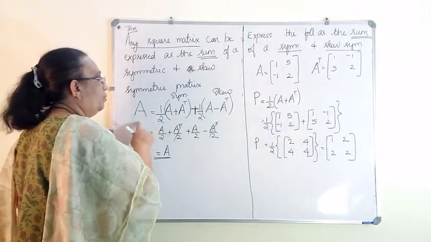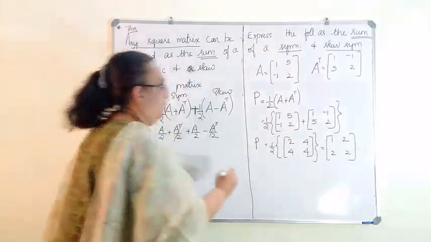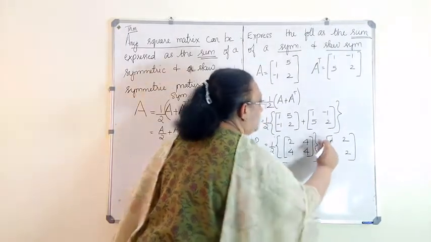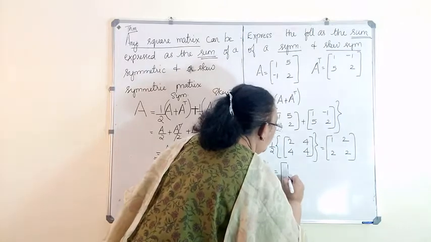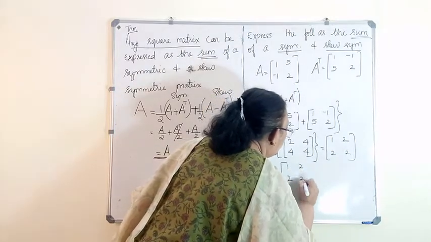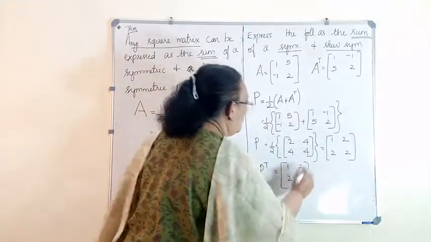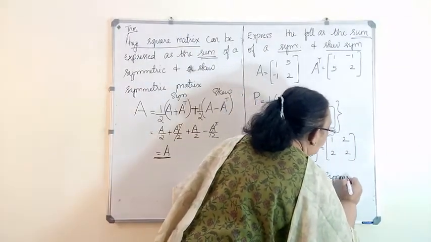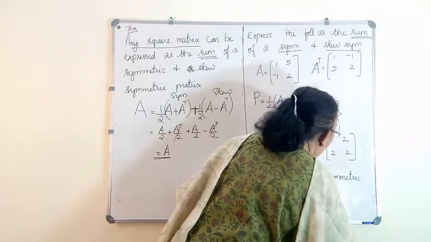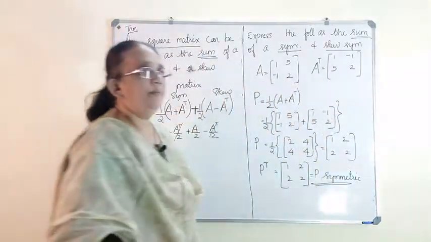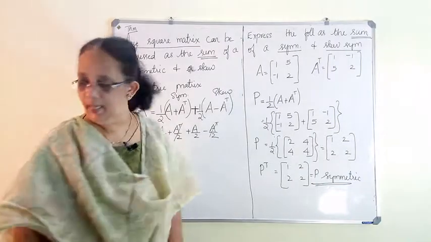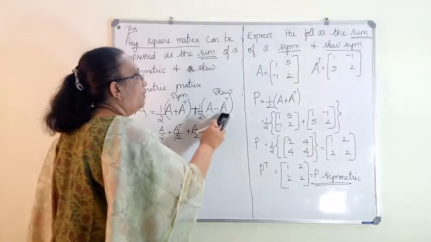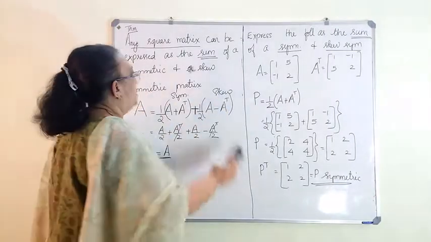So this is your P. Now what have you to prove? P should be symmetric. Let us take P transpose. P transpose is equal to row become the column, 1, 2, 2, 2. And P transpose is equal to P. That means it is symmetric. Remember, P is symmetric: half of A plus A transpose. Now, we know that half of A minus A transpose is skew symmetric.